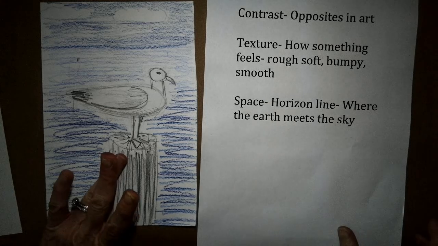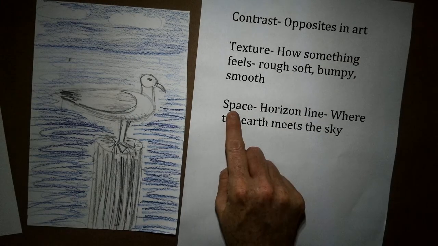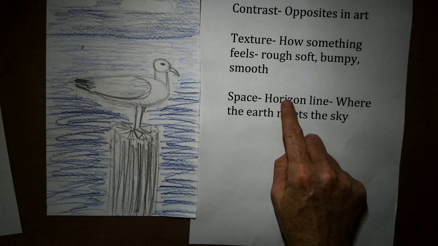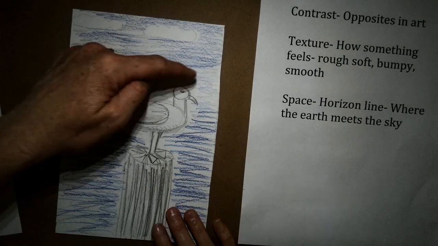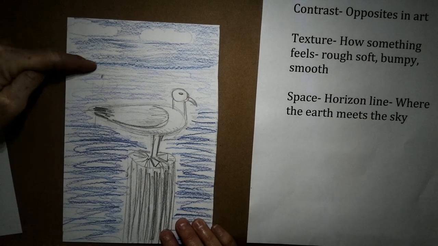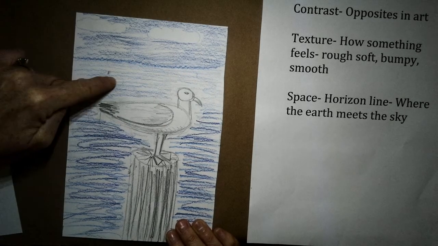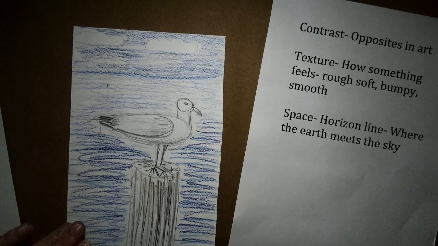So space is a concept that talks about how things are arranged on the page. One of the words I want to talk to you about is horizon line. The horizon line is where the earth meets the sky. So right back here in the background, we're going to do a line where the sky meets the ocean, and that's going to be our horizon line, okay?